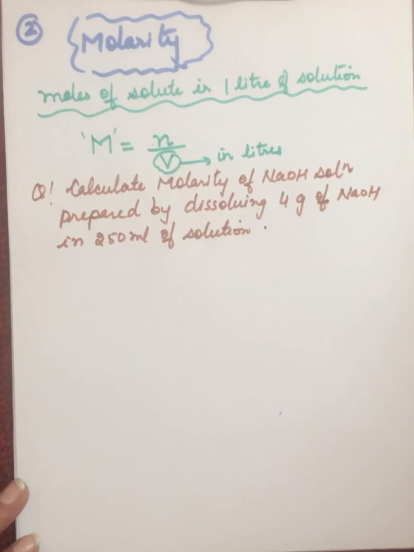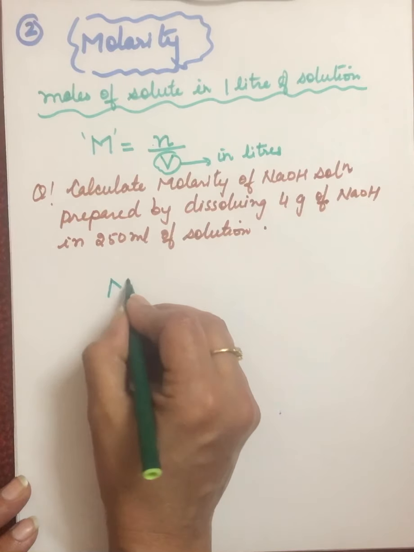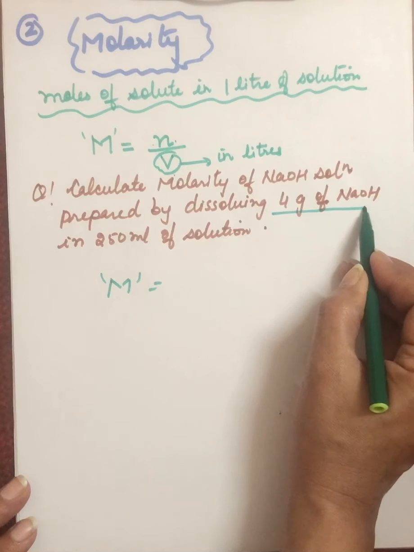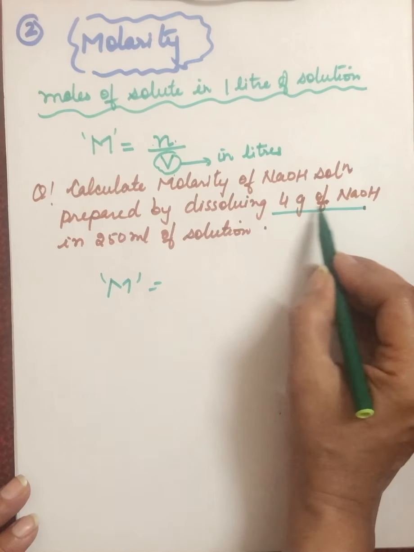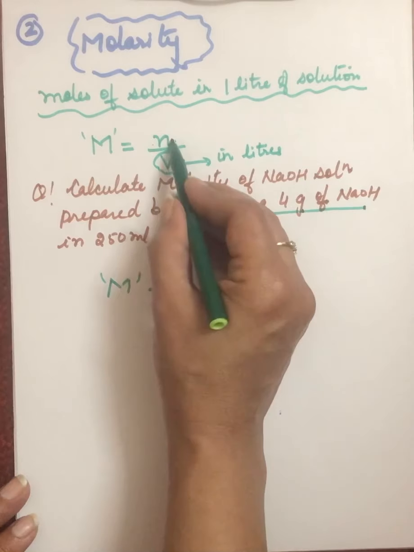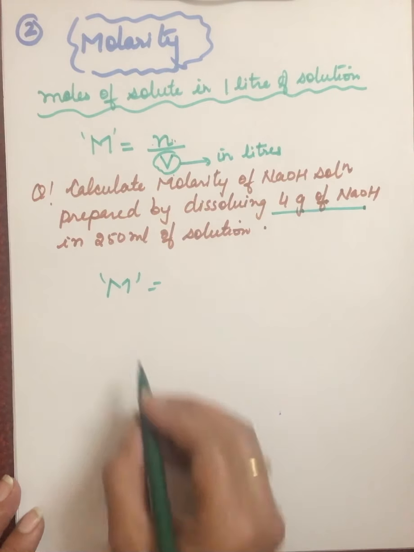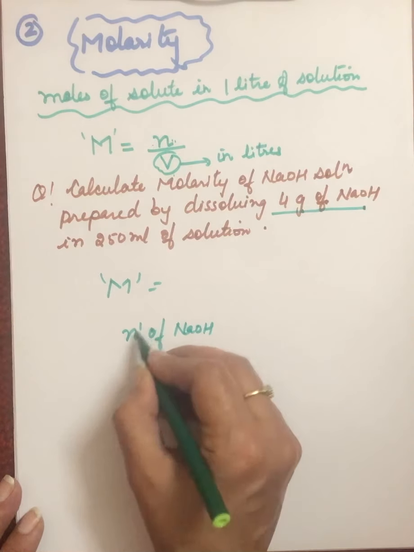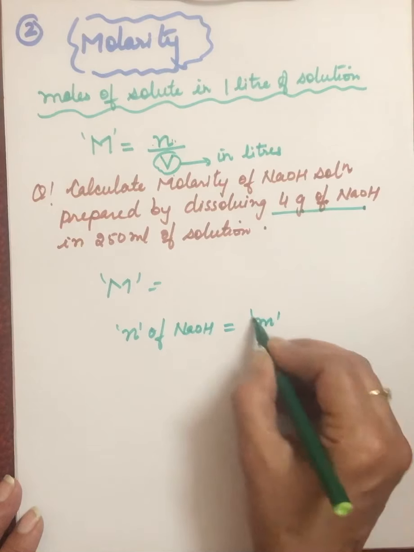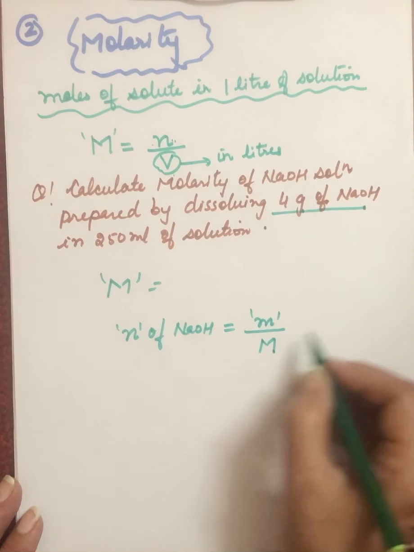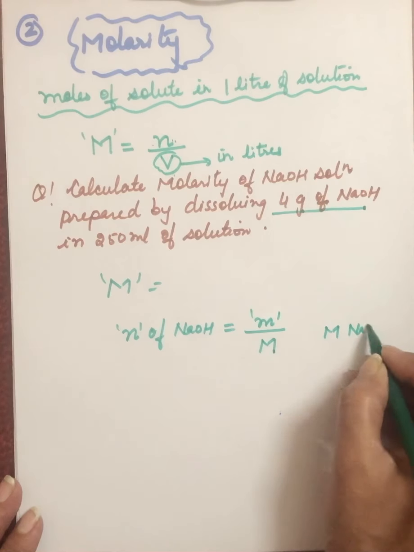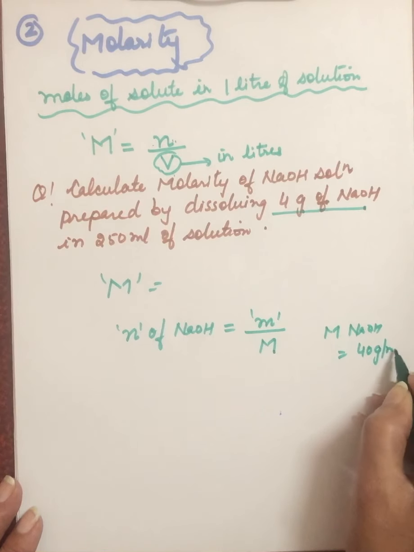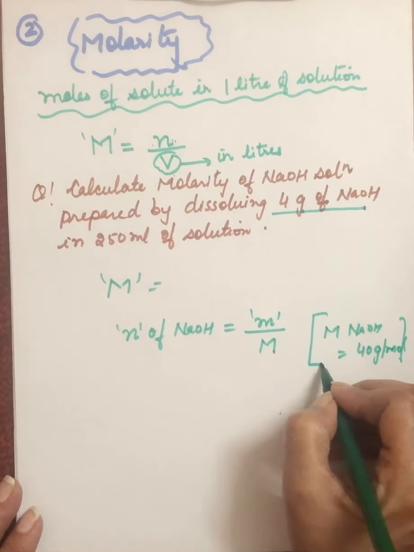So now molarity we know is equal to moles upon volume. But what is given? Mass of the solute is given. This mass we need to change to the moles to find out the molarity. So moles of NaOH, we have done the formula, is equal to mass upon its molar mass. And molar mass of NaOH we can calculate 23 plus 16 plus 1, it is 40 gram per mole. This is the molar mass of NaOH.